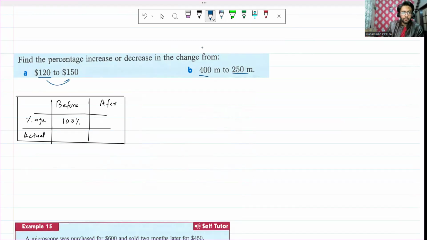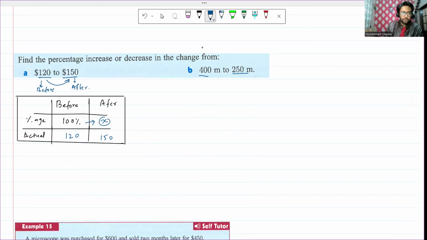120 to 150. This is before, this is after. Okay, and you can already tell that it's an increase, right? So before you had 120, after you have 150, right? What is the after percentage? I do not know. I'll call it X.